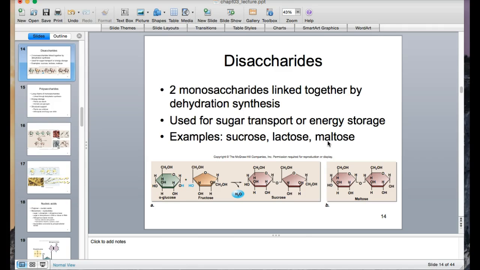So when we look at the building of these larger sugars from the monosaccharide subunits, first we're going to look at when two join together. Two monosaccharides joining together equals a disaccharide. So two monosaccharides linked via dehydration synthesis forms a disaccharide. The bond between two sugars is called a glycosidic linkage.